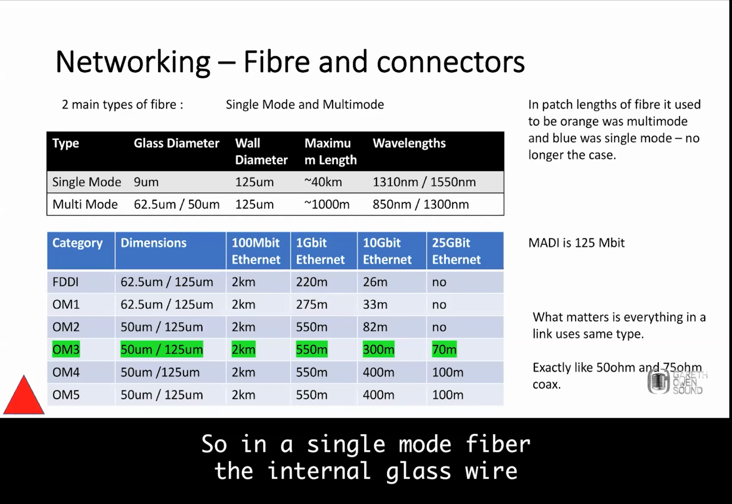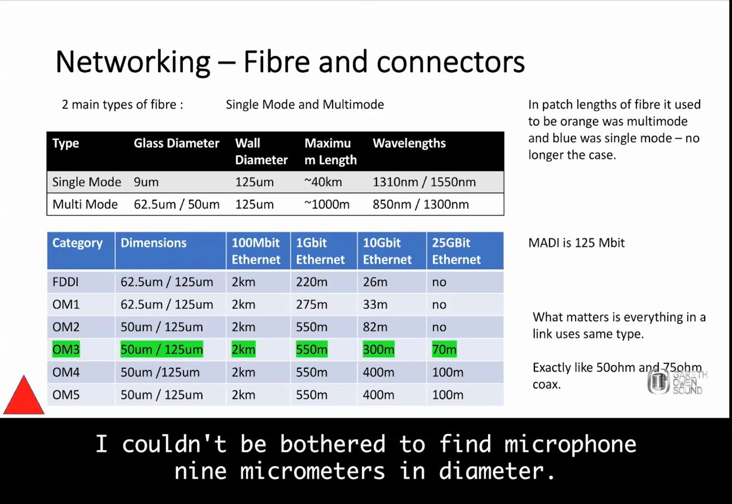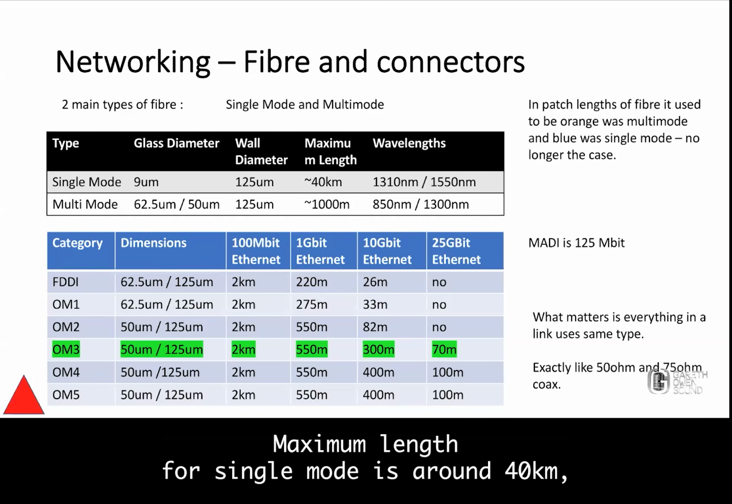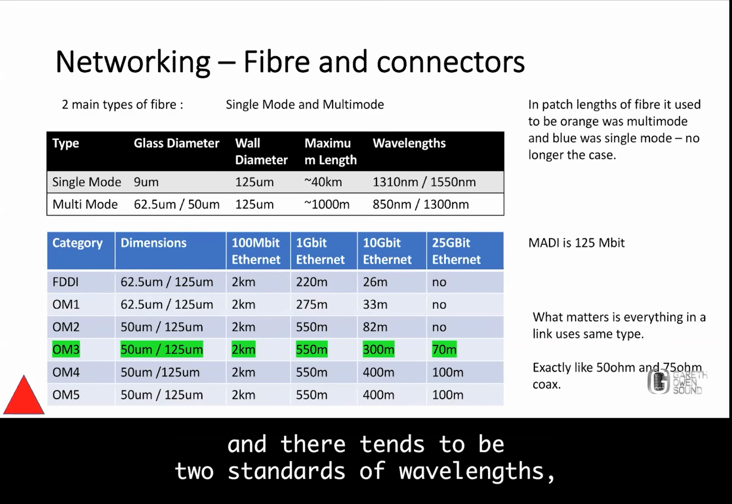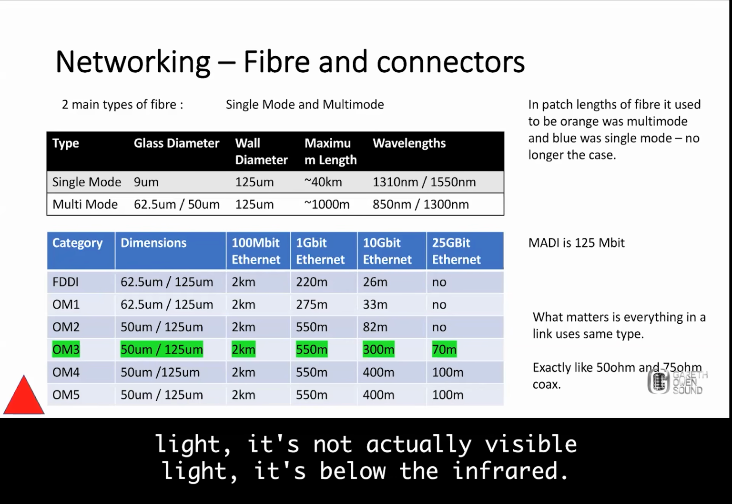In a single mode fiber, the internal glass strand is only 9 micrometers in diameter. That's pretty small. Maximum length for single mode is around 40 kilometers. And there tend to be 2 standards of wavelengths: 1310 and 1550 nanometers. To give an idea of where that sits compared to light, it's not actually visible light. It's below the infrared.